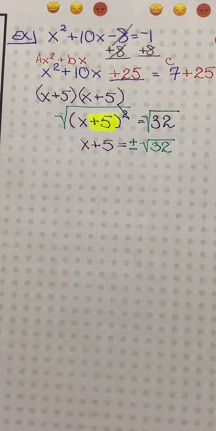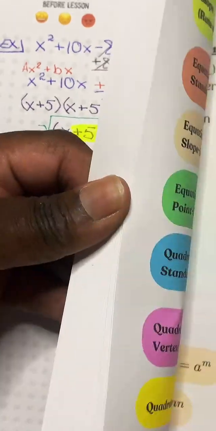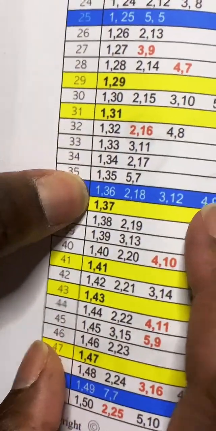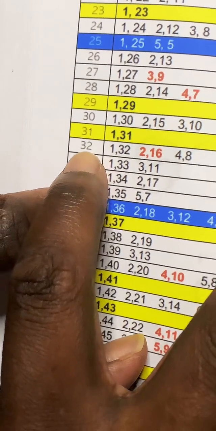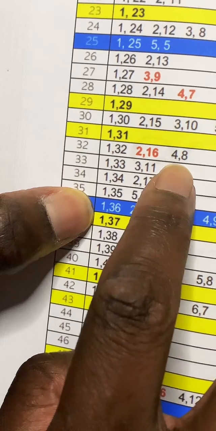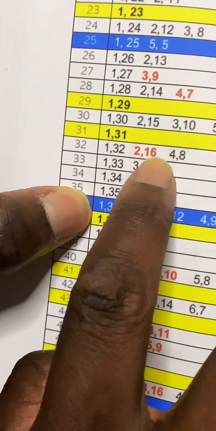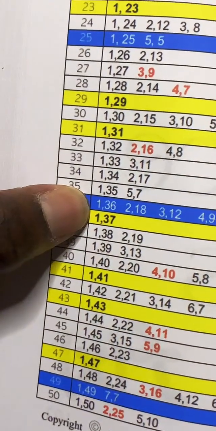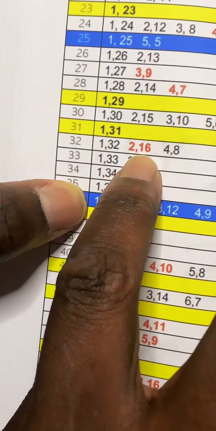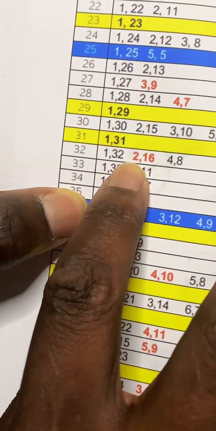Now, square root of 32. Let's see if we can break that down. So I go to my handy dandy notebook, and I'm looking up 32. With 32, my factors are 1 and 32, 2 and 16, and 4 and 8. 2 and 16 is that perfect square combination, because I know the square root of 16 will give me a whole number, but the square root of 2, that's prime. So I can't break that down any further.